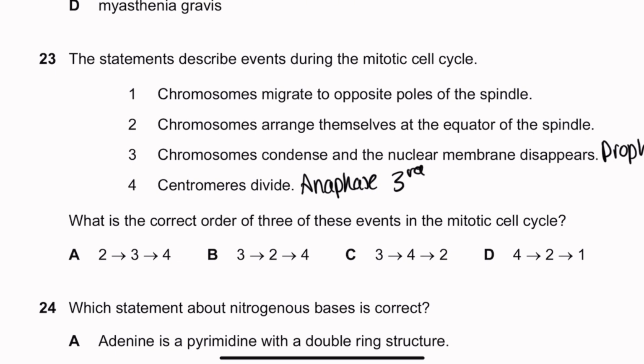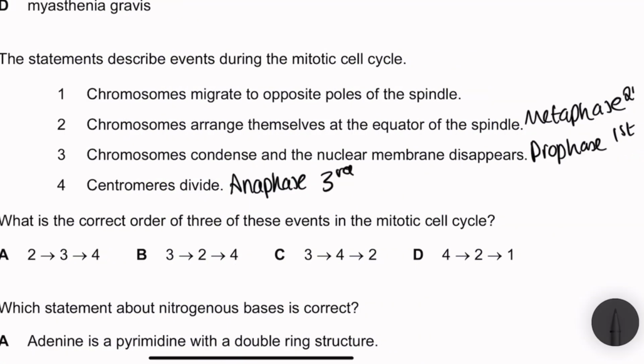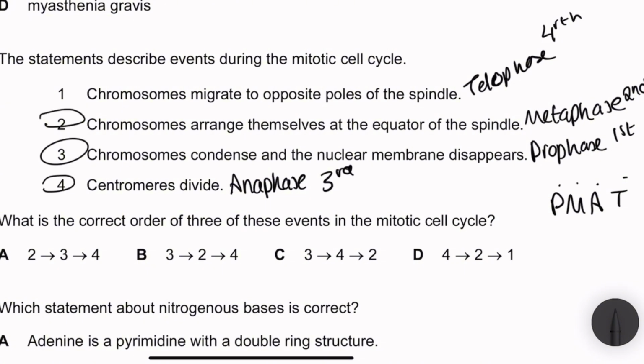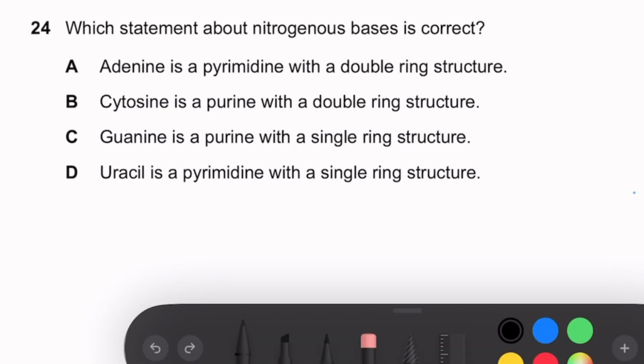And then we have chromosomes arrange themselves at the equator. That's part of metaphase, M for middle, and that's the 2nd step. And then lastly, we have chromosomes migrate to opposite poles of the spindle. The chromosomes migrating to opposite poles will be part of the end of anaphase, beginning of telophase. So I could just write here telophase, as in it's the last step. That would be 4th. It goes P-M-A-T, P-mat. Prophase, metaphase, anaphase, then telophase. So here, the first should be 3, then 2, then 4, and then 1. So 3, 2, 4, then 1. So that's B.